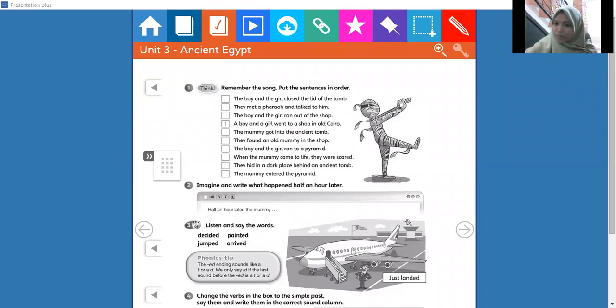Before continuing, let's pray together. Hands up, head down. Let's pray. Rabbi zidni ilman warzuqni fahman wa'allimni bisolihin. Amin. Alhamdulillahirabbil alamin.